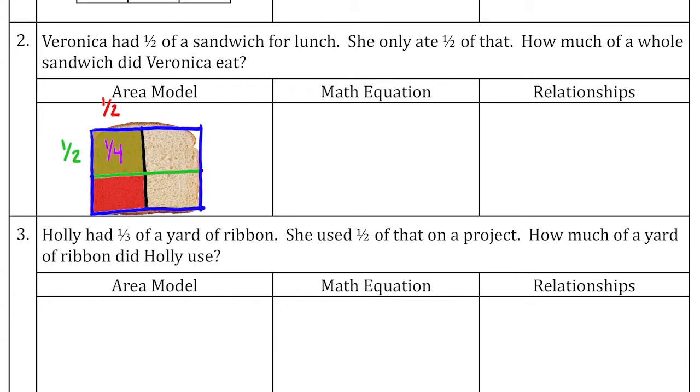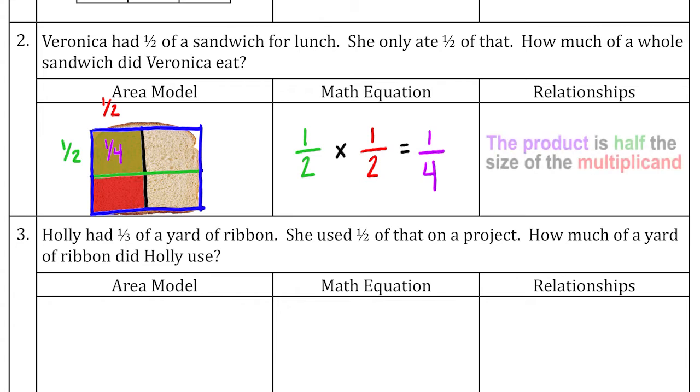The math equation to represent this problem is 1/2 sandwich eaten of the 1/2 of a sandwich started with. Therefore, the equation for this problem would be 1/2 times 1/2 equals 1/4. The relationship between the product and the multiplicand is that the product is half the size of the multiplicand, or 1/4 is half the amount of 1/2.